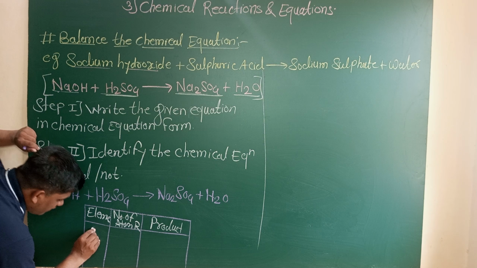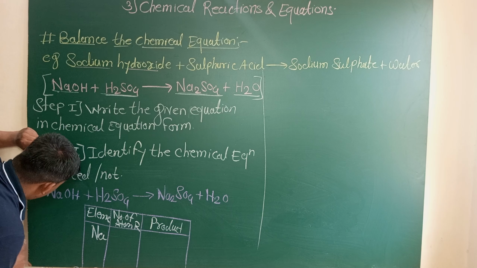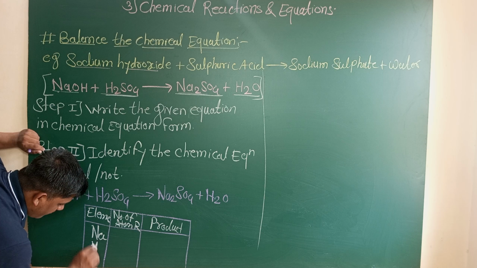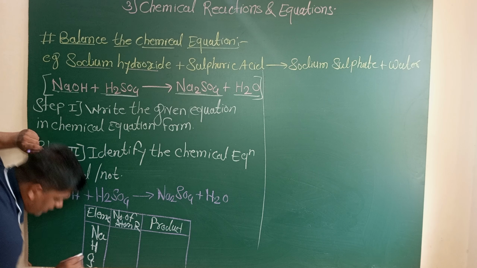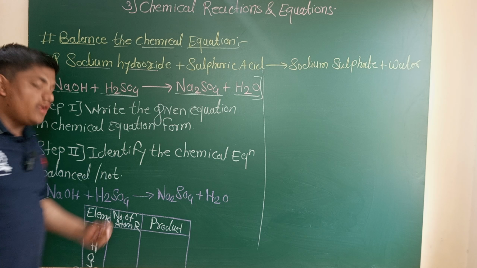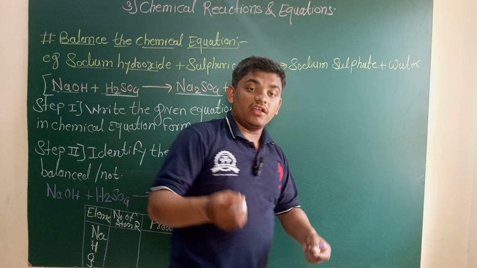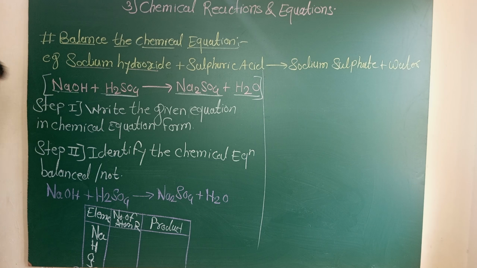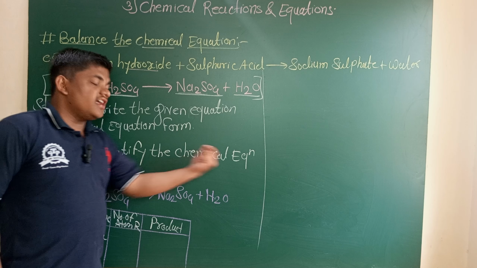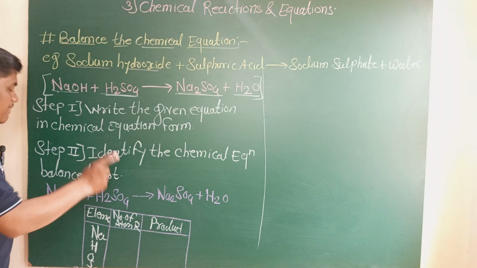First, what is this? Sodium. Second one, hydrogen, oxygen, and sulfur. These are the four elements which take part in this chemical reaction. We are following the second step: identify whether the chemical equation is balanced or not.